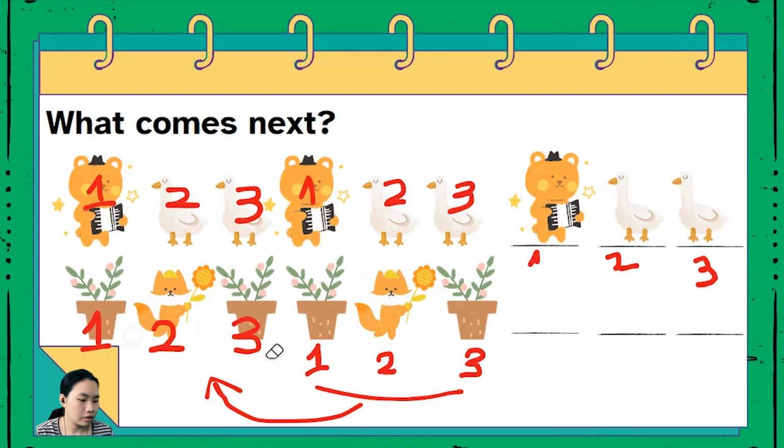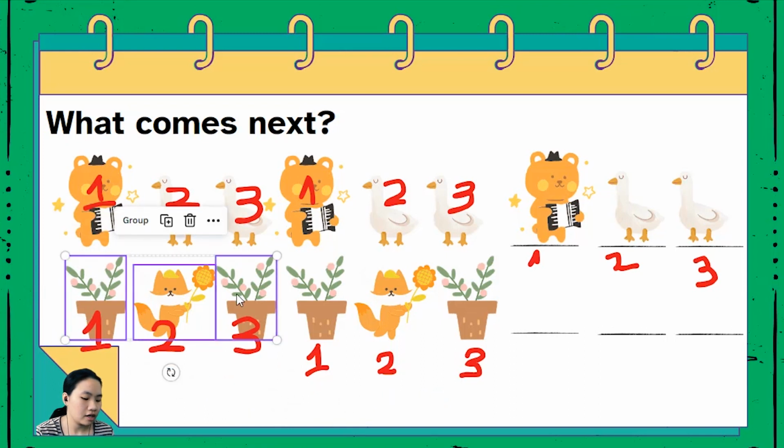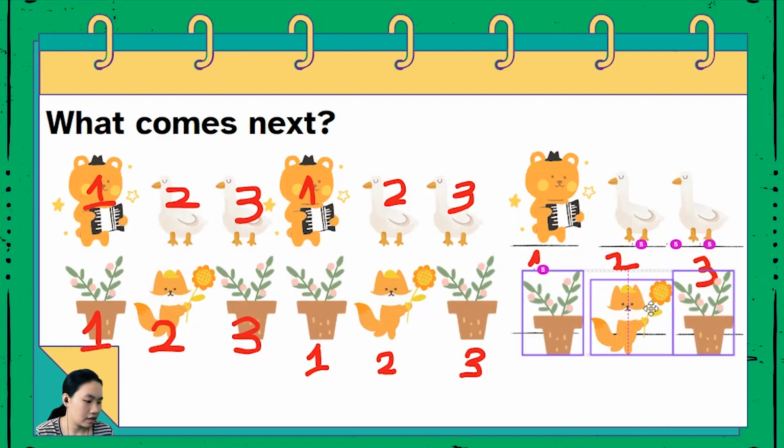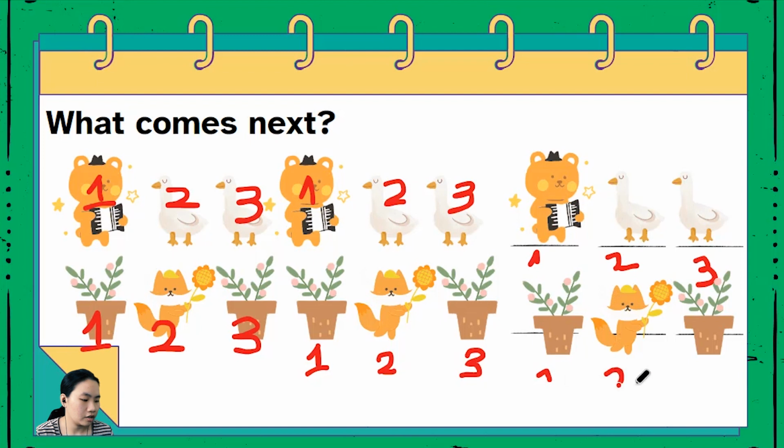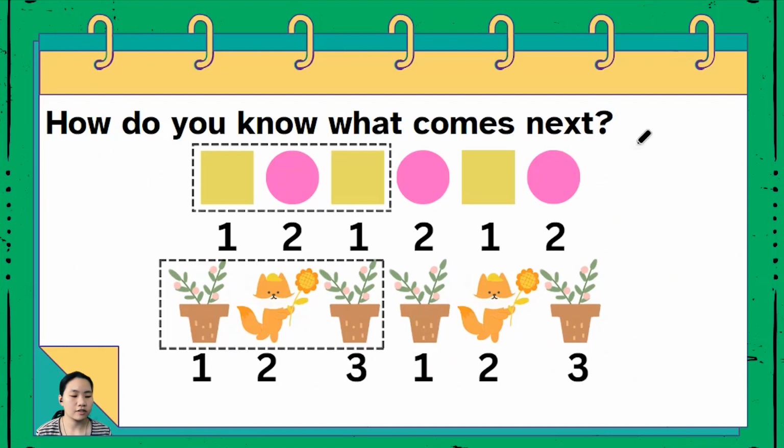Let me do a quick erasure so I can copy and paste these guys. There we go. Okay. 1, 2, 3, 1, 2, and 3. That's it. So for the last part of the lesson, we're going to have a bit of a review before we end it. Now, here is a little discussion of how do you know what comes next.